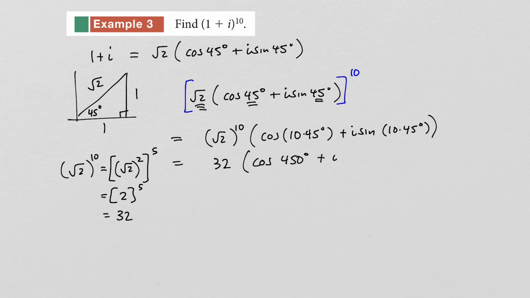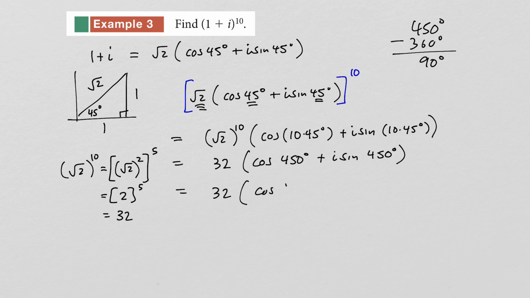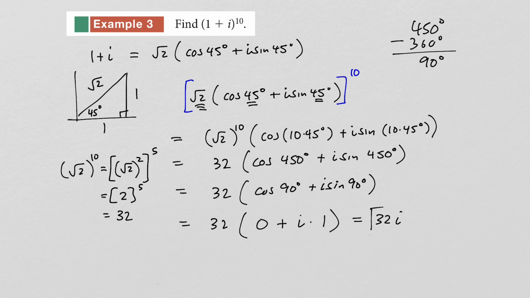and then on the inside we have the cosine of 10 times 45 degrees, which is 450 degrees, and then of course plus i times the sine of the same angle. And now I just want to write this in standard form. So 450 degrees, if you subtract 360 degrees from that, you'll see that it is actually coterminal with 90 degrees. So what I have here is 32 cosine of 90 degrees plus i times the sine of 90 degrees. And this is really simple because we know the cosine of 90 degrees is 0 and the sine of 90 degrees is 1. So what we have here is 32 times i.